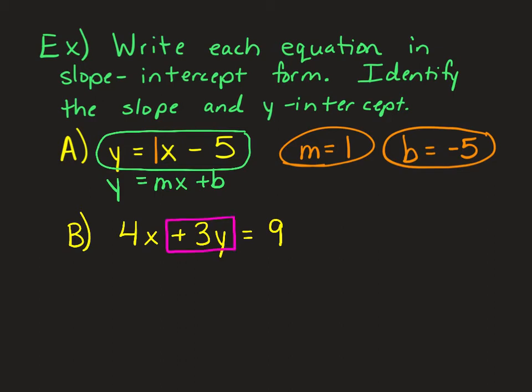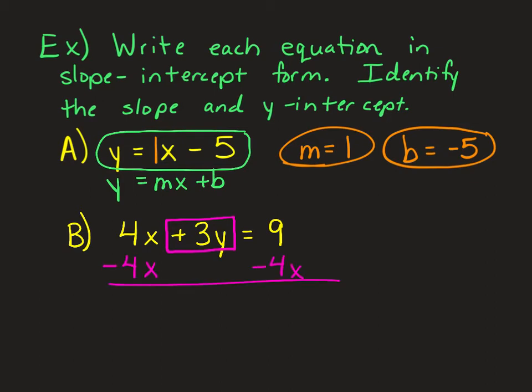So start by boxing in that y term. Make sure you include the plus sign to the left of the term, and that tells us we're trying to get that term, positive 3y, by itself. So we're going to get rid of this positive 4x by subtracting 4x from both sides.